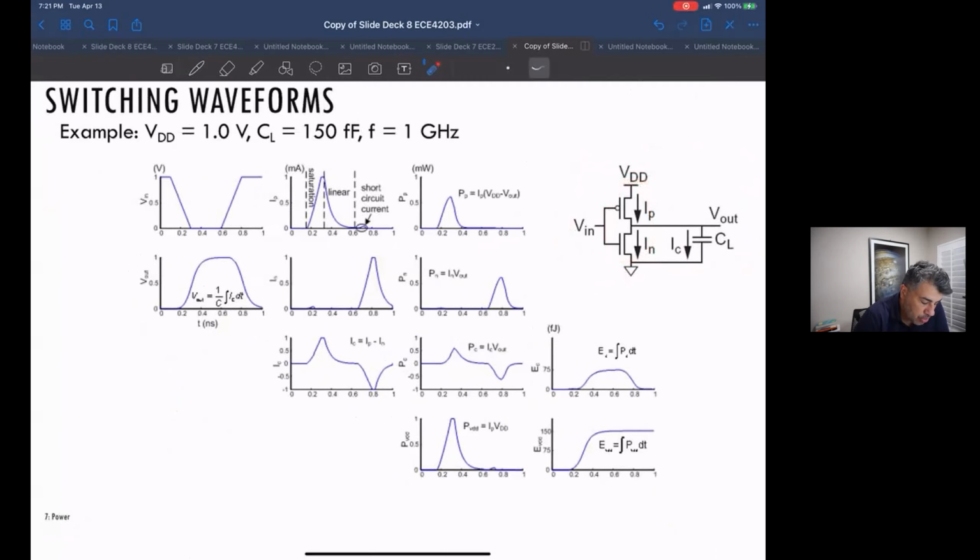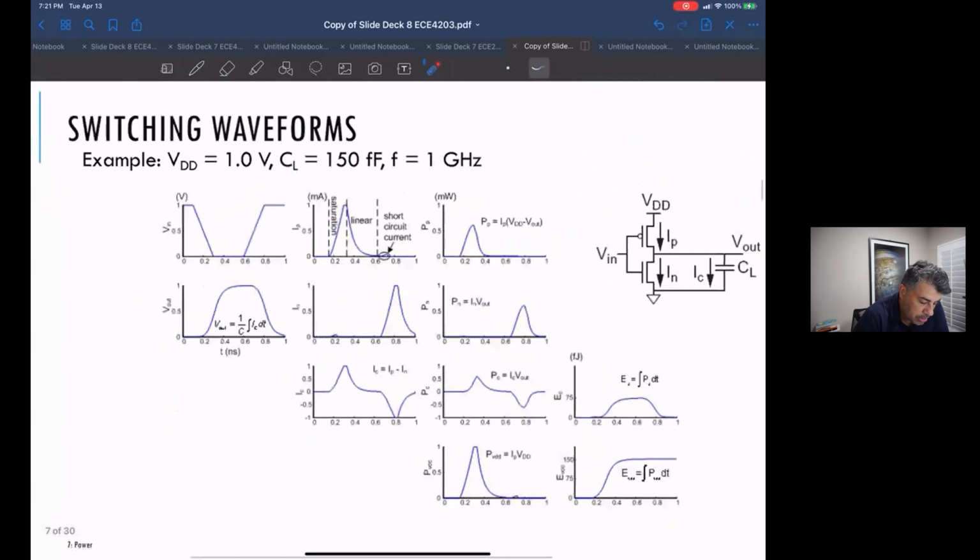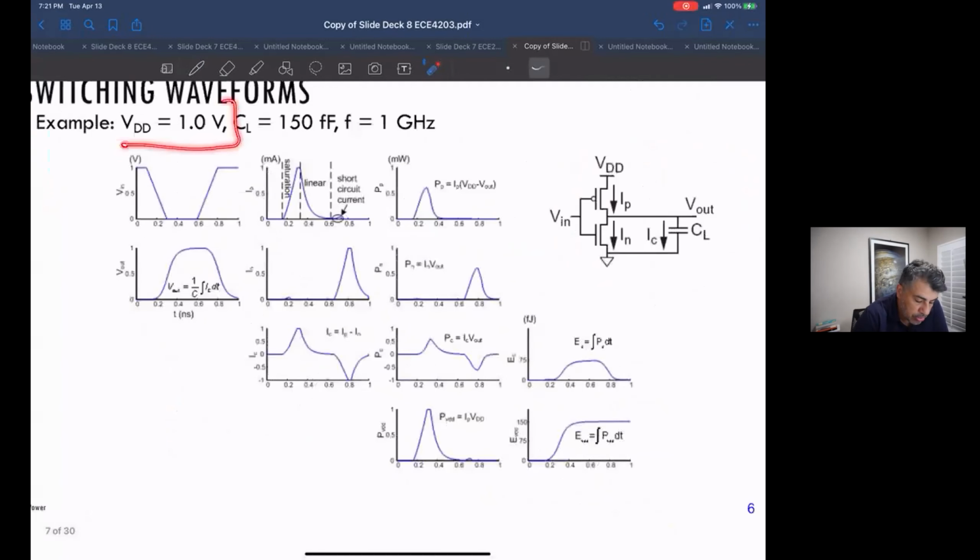The example is for a 65 nanometer process, so the supply is a 1 volt supply. The load in this example is 150 femtofarads, and the circuit is operating at a gigahertz. That means the period of the input waveform is a nanosecond. So that period is 1 over frequency.